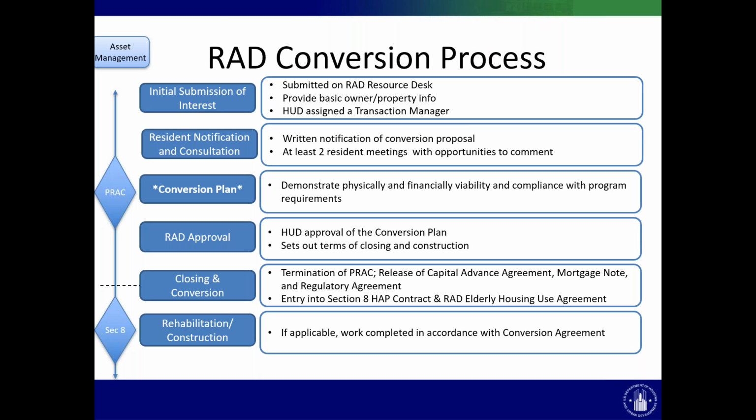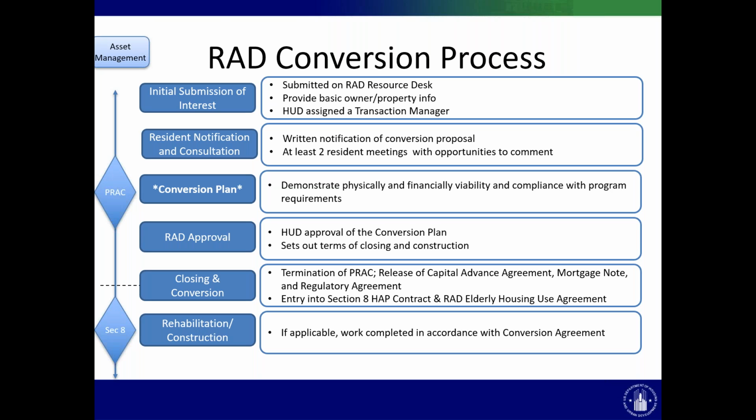The next step would be your resident notification and consultation. Again, you need to post written notice, as well as hold at least 2 resident meetings with opportunities to provide comment, and there'll be a 30-day comment period. After that, you need to submit your conversion plan. And that's where you're going to demonstrate physical and financial viability and compliance with program requirements in your RAD for PRAC conversion. Now, from conversion plan to RAD approval, we typically see a 60-day process.